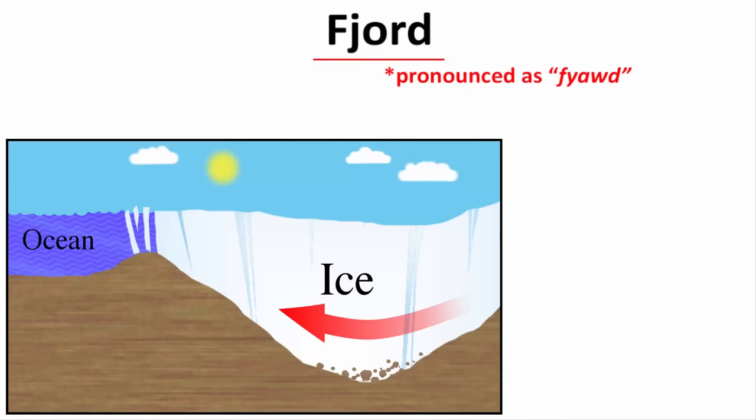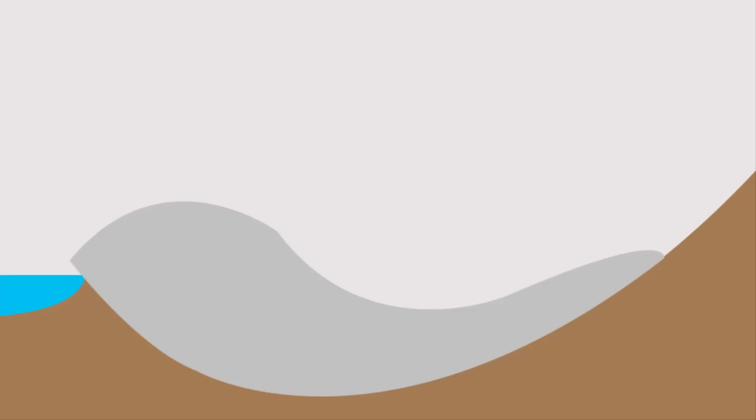I already have a video in which I have explained how glaciers are formed. Glaciers move downslope very slowly over time and greatly alter the landscape once they have moved through an area. When a glacier starts to move, it carves a valley and forms a land depression. This carving of the steep valley is known as fjord.